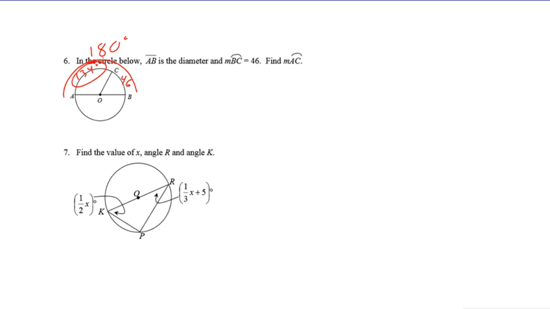Number 7, very much like number 1, we need to realize that if this triangle is inscribed and one of the sides of the triangle is a diameter, then it has to be a right triangle. So the other two angles have to add up to the other 90 degrees of that triangle. Hopefully you remember how to add fractions from middle school.